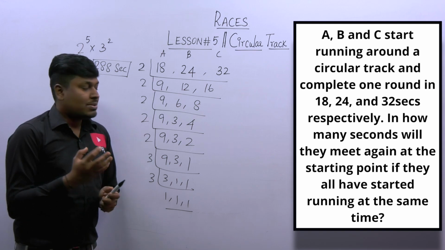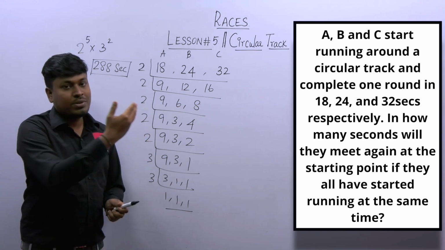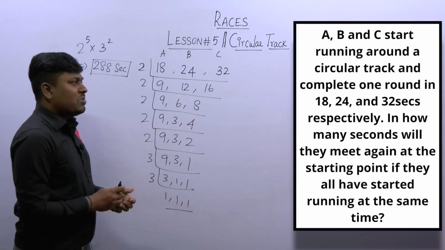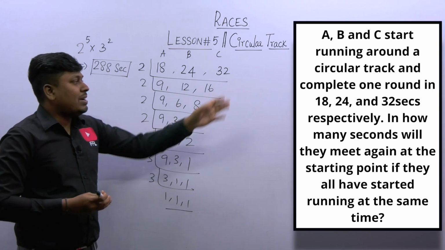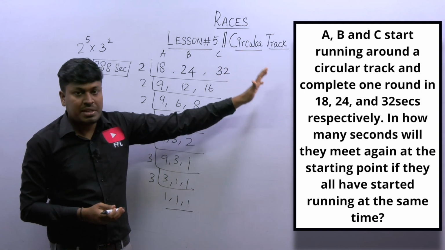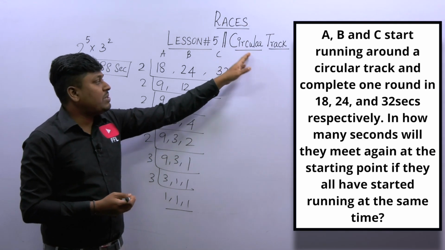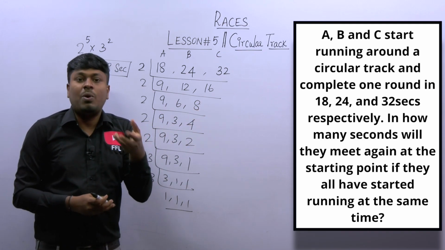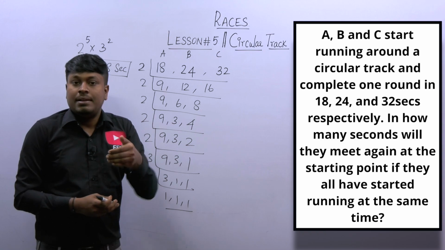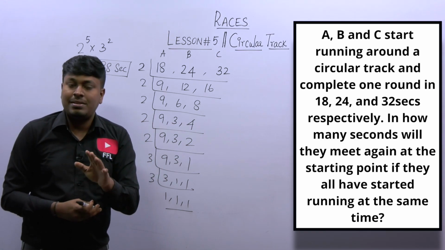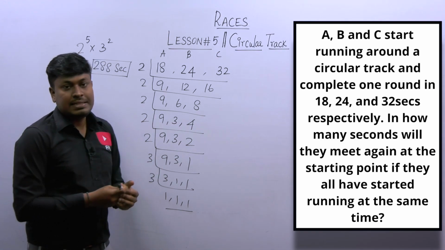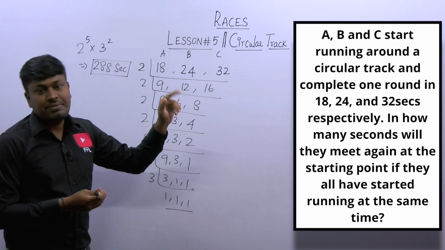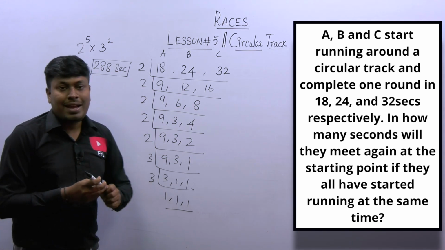Friends, understood? This is the reason we are using LCM for these types of questions. I hope you understood now. Most of the questions on a circular track, 90% of them, will be solved only by the LCM method. There are some tough level questions, which we will solve in the next lesson. In this lesson we will be learning questions that are solved by the LCM method. So finally the answer for question number 1: all the 3 persons will meet each other at 288 seconds.